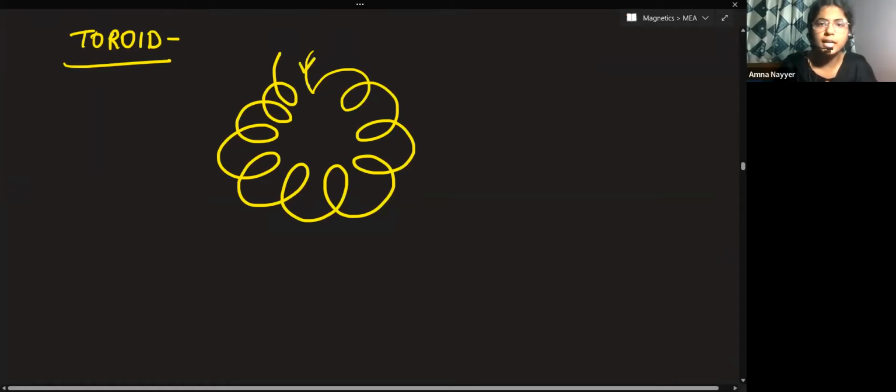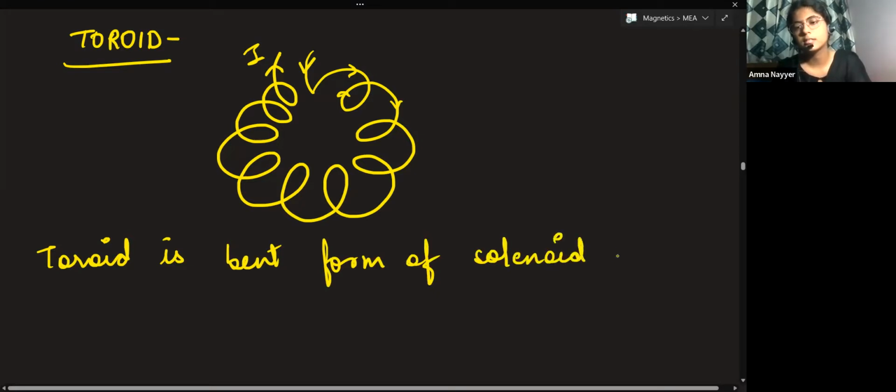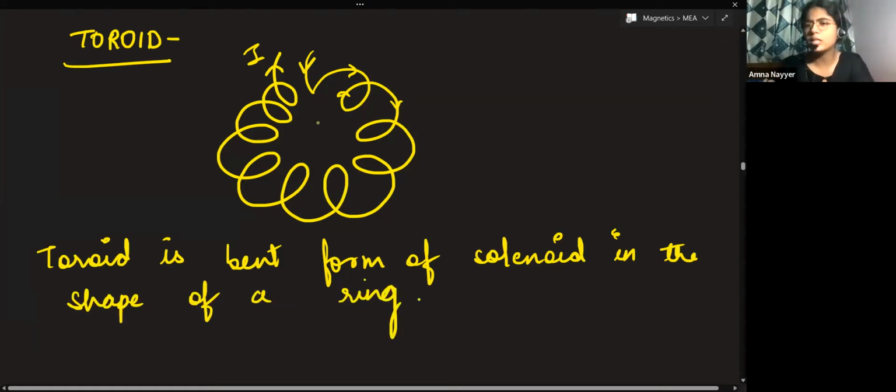So from one end, current is entering, moving throughout, and ultimately it will come out. So we have just bent it in the form of a circle. A toroid is a solenoid bent in the shape of a ring. Now again, we cannot use this diagram for the derivation.